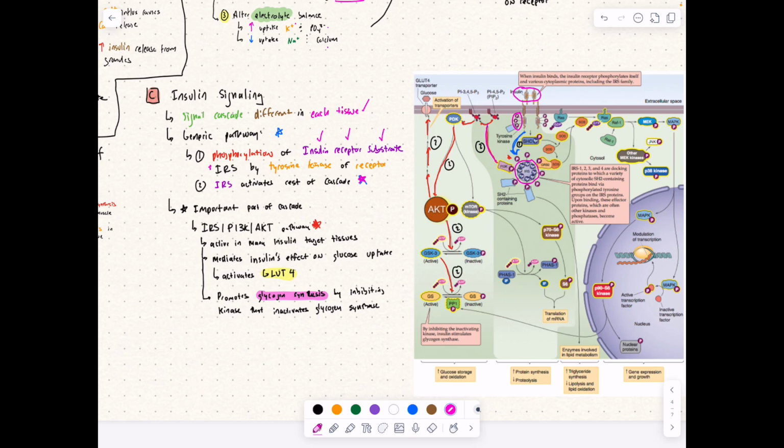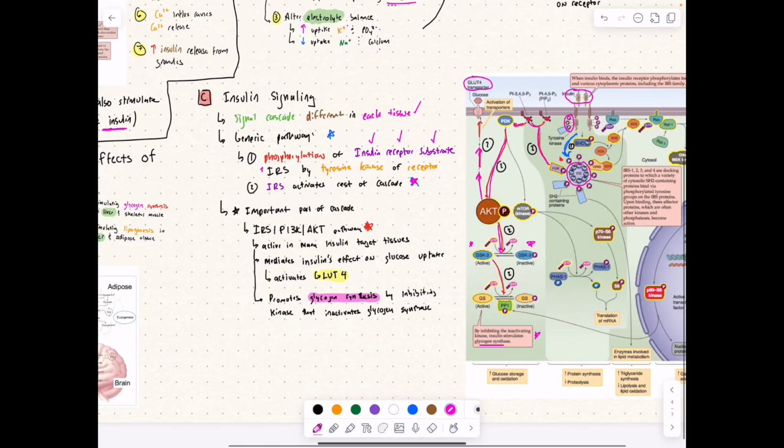Basically you're going to cause insertion of GLUT4 transporters into the membrane. You're going to inactivate glycogen breakdown pathways, and then you're going to stimulate glycogen synthesis by inactivating glycogen synthase kinase. So by inactivating glycogen synthase kinase, glycogen synthase is not phosphorylated, which allows glycogen synthase to do its thing, meaning create glycogen from glucose.